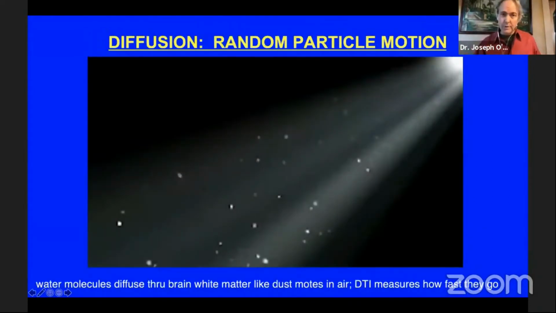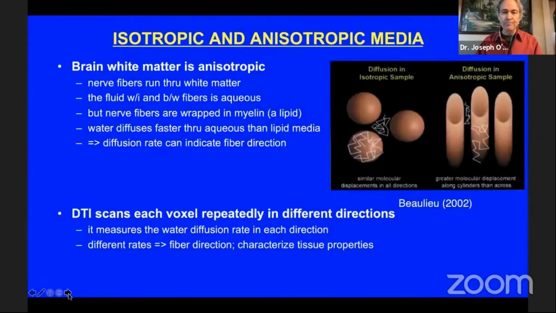On to diffusion tensor imaging, DTI. If you've ever looked at specks of dust in a sunbeam, then you've seen diffusion. That random floating around aimless motion of the dust specks is diffusion. Water molecules do the same thing. They diffuse through brain white matter, just like the dust motes in air. And DTI is an MRI pulse sequence that was invented that measures how fast this water diffusion takes place.